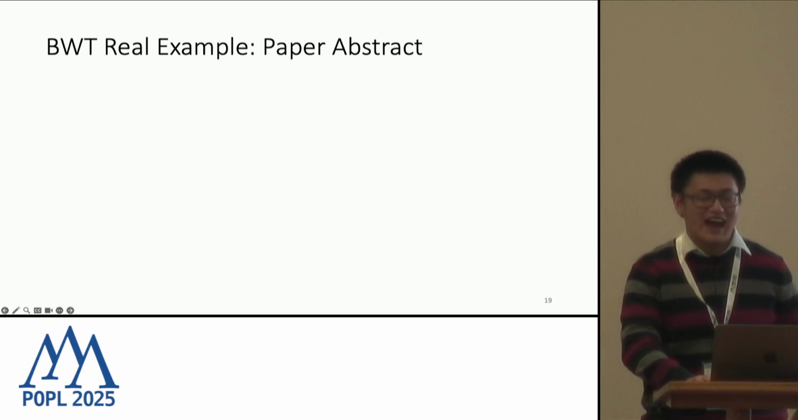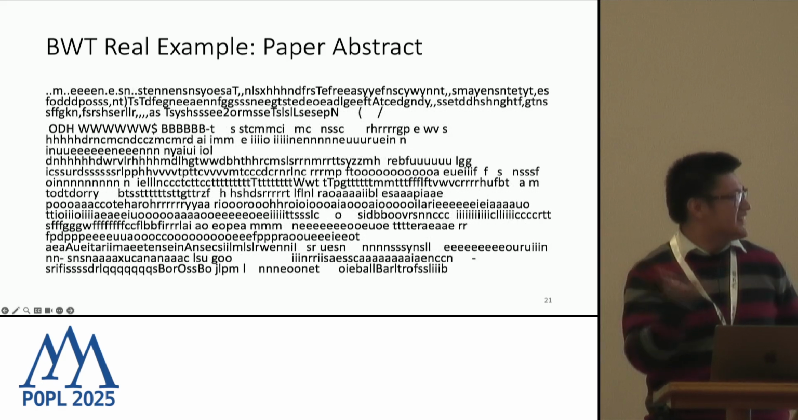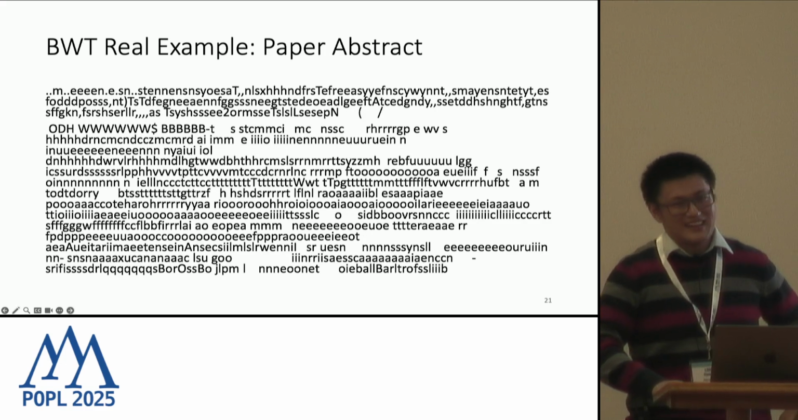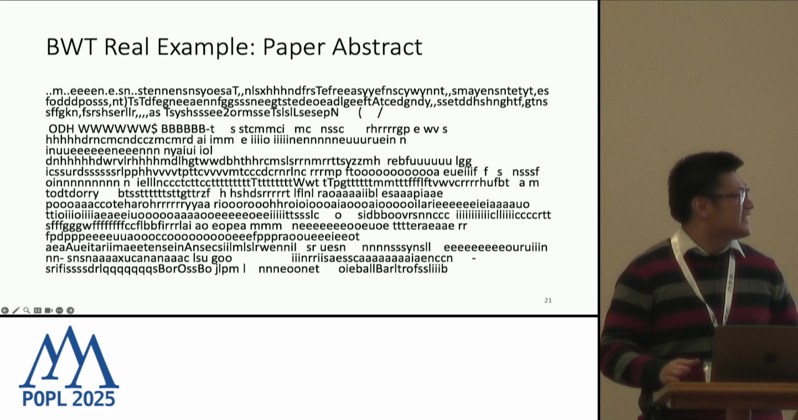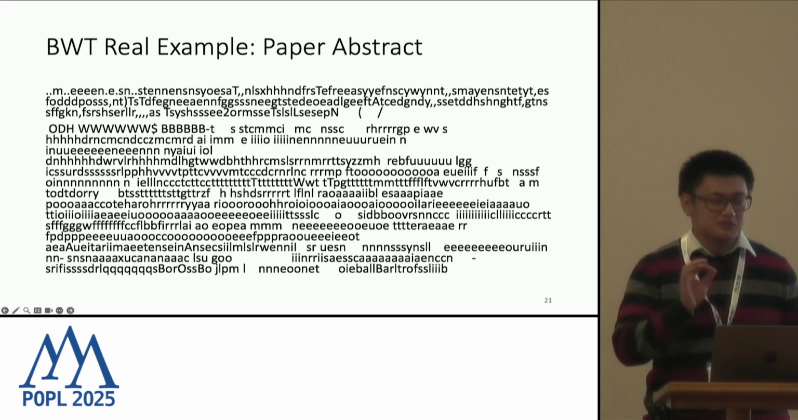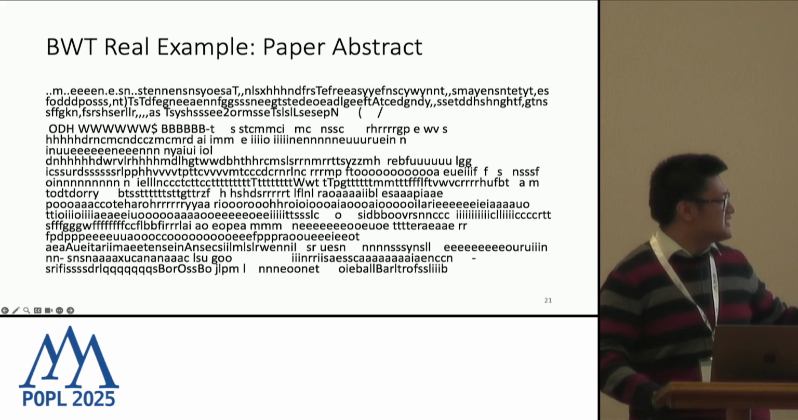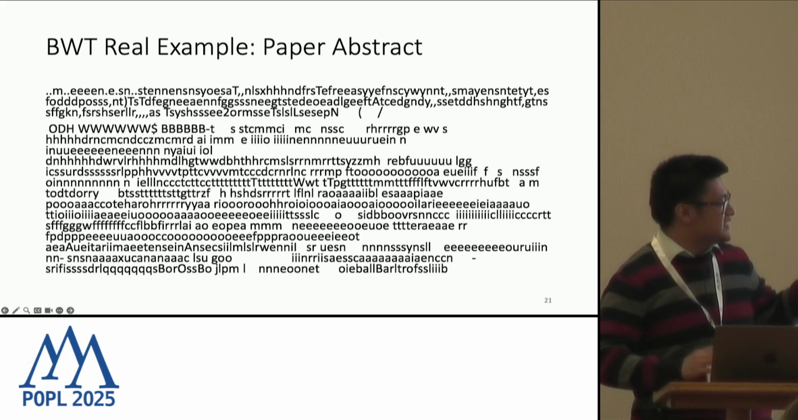Consider the abstract to our paper, which is standard human text. Then you pass it through the Burrows-Wheeler transform, and you get something which no one can read. But what you can see is that it has grouped similar symbols together. So for example, you can see all the capital W's are grouped together, and then in some lines, you can just see a whole section on N's, and then maybe T's and so on.